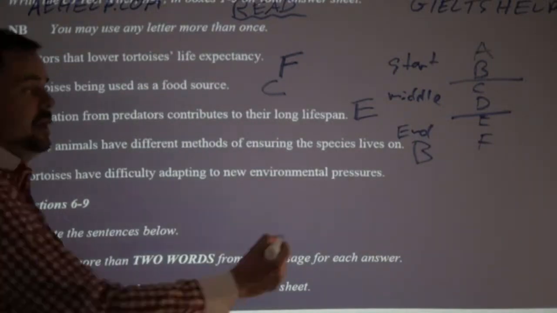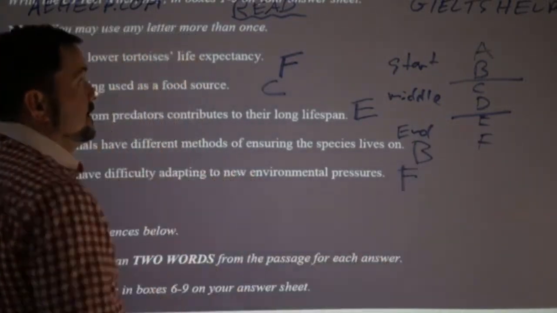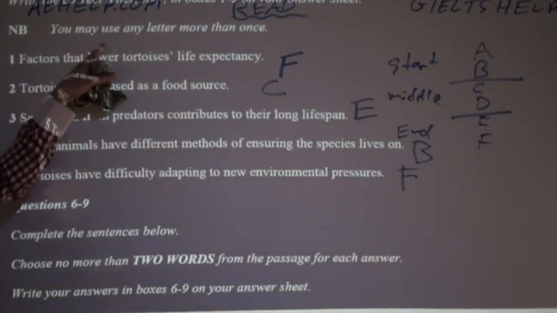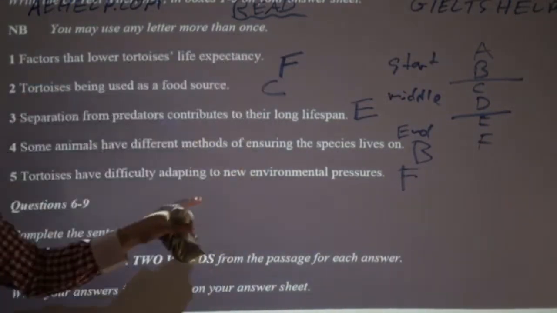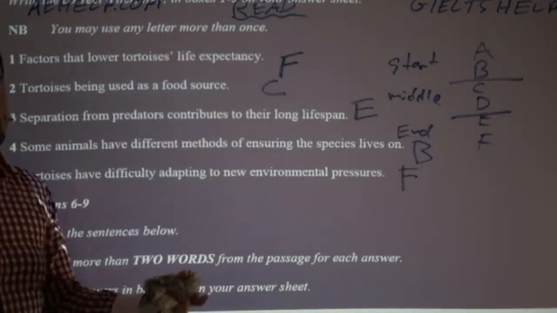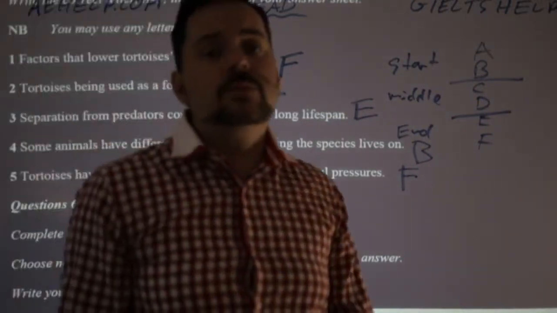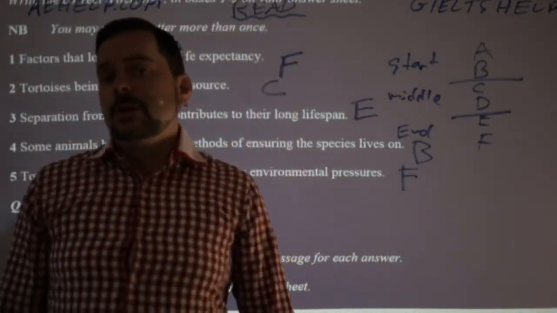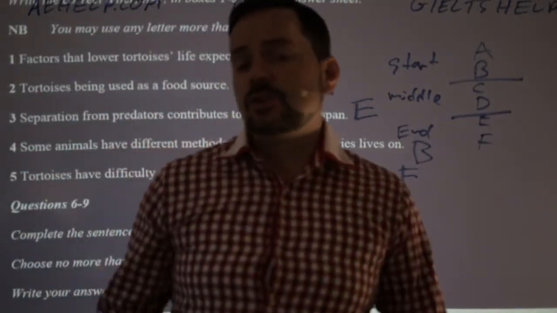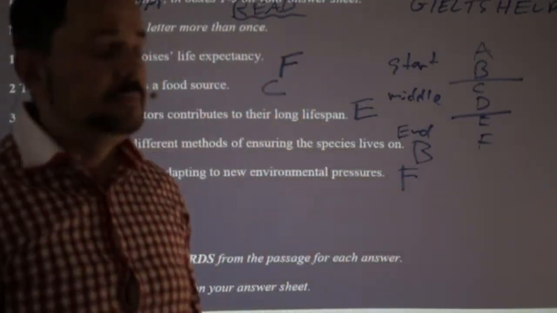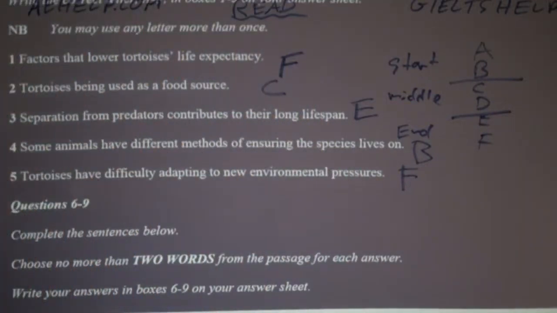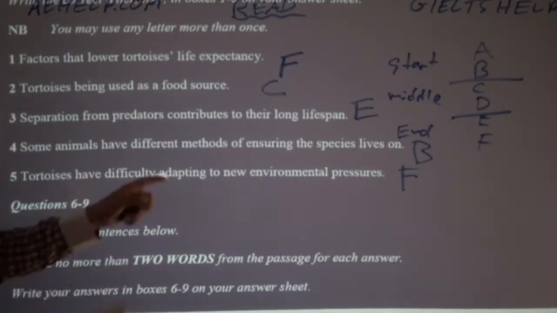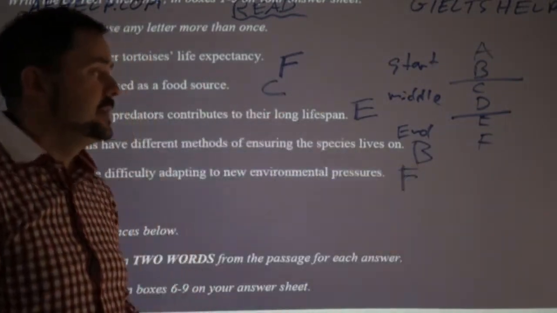It's F. And this goes back to the question saying that, note, by the way, you may use any letter more than once. So again, that was in the conclusion saying that tortoises are really slow and the world is changing around them. And these new predators to the islands, humans and rats, are really difficult because they're not able to escape, so they're not able to move away or run away, right? Okay, so here the correct answers to 1, 2, 3, 4, 5 are F, C, E, B, and F.